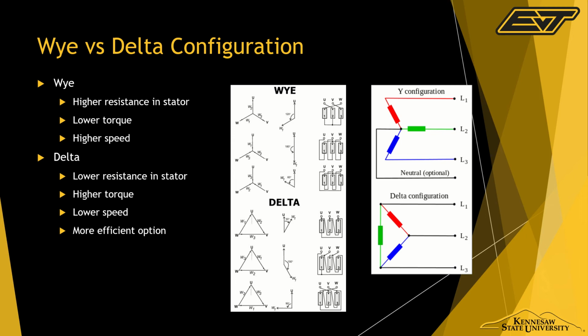With delta configuration, you're going to get lower resistance because the electrical path is only through one coil, whereas in the Y configuration, the path is through 2 coils. So you're going to get lower resistance, and higher torque because there's more amperage that can travel through 1 than through 2. It's also more efficient because you don't have as much energy loss as you do with the Y configuration. Generally, you will see motors in the delta configuration, and if I am correct, they are this one right here.